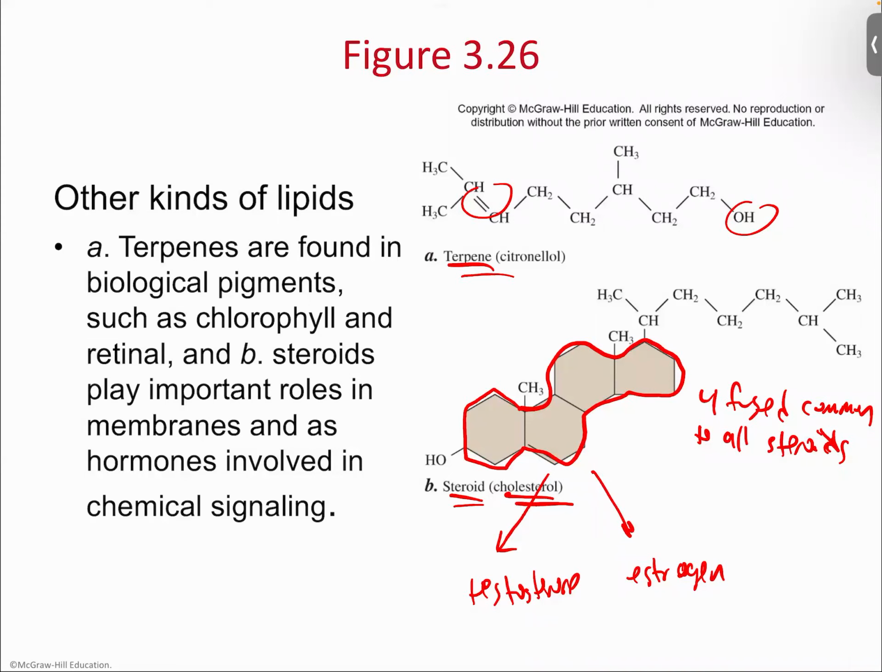So these are really powerful, right? So you'd also want to take cholesterol, not just for your cell membranes, but to maintain sexual dimorphism.